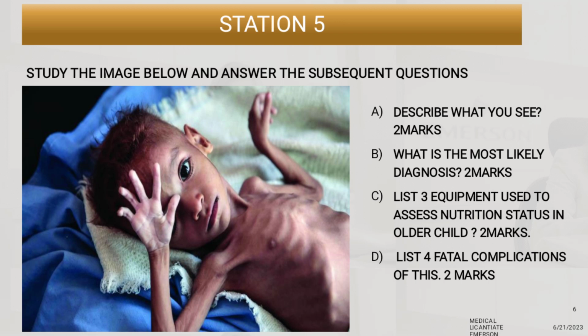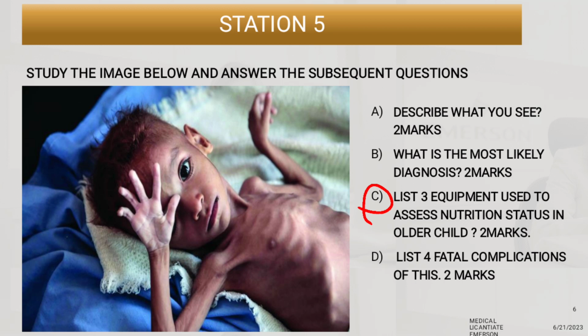Then list 3 equipments used to assess nutrition status in older children. So as equipments we use, so we are now on C. So we have Shakia tape, which is the one we used for measuring the upper arm circumference. Other people call it a Muaki tape. Yeah, but it's called the Shakia tape.